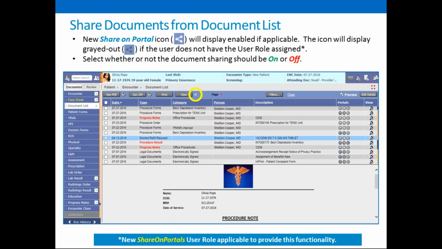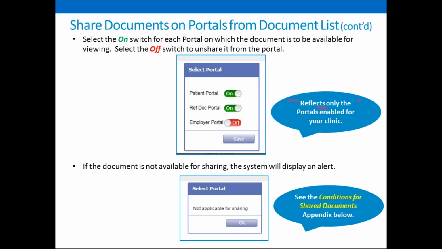There's also a new icon displayed now on the document list. This is your Share On Portal. By default, it will be grayed out unless the user has the user role that you see indicated here at the bottom of our slide. There is a new user role that individuals can be given under user security called Share On Portals. In that case, this icon will be available, and they will then be able to share documents by turning it on or off for the respective portals that are enabled at your clinic.